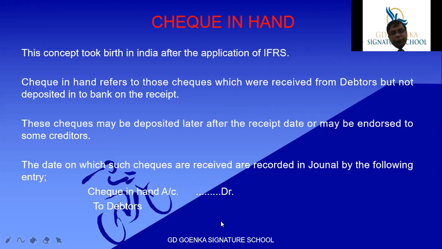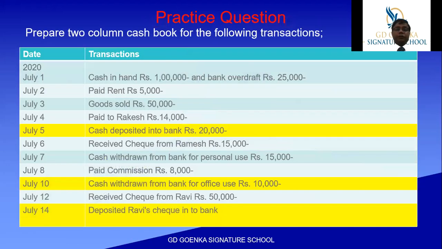How is all this going to be recorded? We have a question for your practice in the next slide. Firstly, we will discuss the question, and then the preparation and the closing of the double column cash book. So this is the practice question in which we have to prepare the 2-column cash book. The transactions are mostly simple. What is the requirement different from the single column cash book?